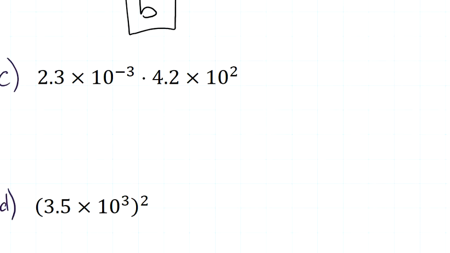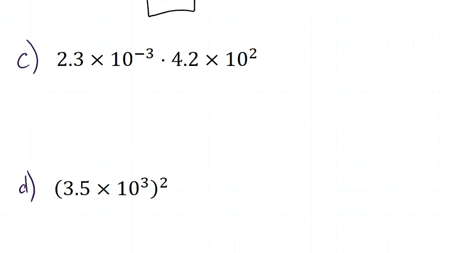All right, letter C. It says rewrite your final answer in scientific notation. So let me go ahead and deal with my exponents here. If I have 10 to the negative third and times 10 to the second, I basically add those exponents, right? So if I add those exponents, I end up with 10 to the negative 1. So 10 to the negative 1 accounts for this 10 to the negative third and 10 to the second. So that's that part. But then let me deal with the decimals here.